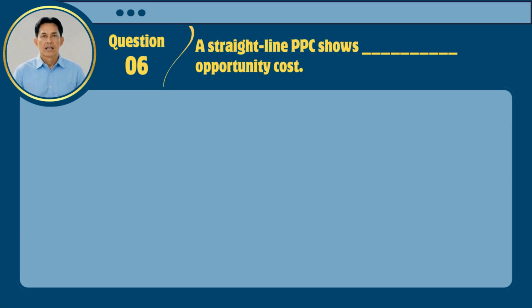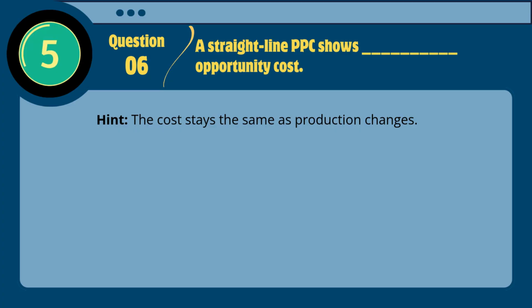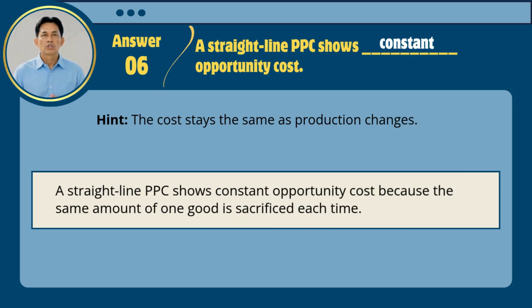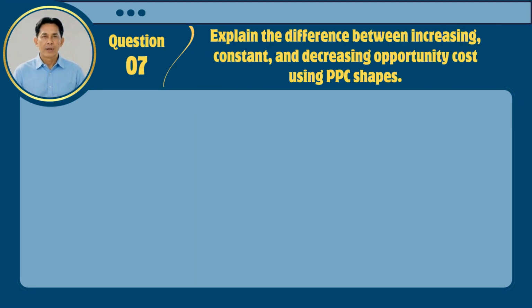Question number 6. A straight line PPC shows what opportunity cost? Here's your hint. The cost stays the same as production changes. If you said constant, you are absolutely correct. A straight line PPC shows constant opportunity cost because the same amount of one good is sacrificed each time. Moving on to short answer questions.